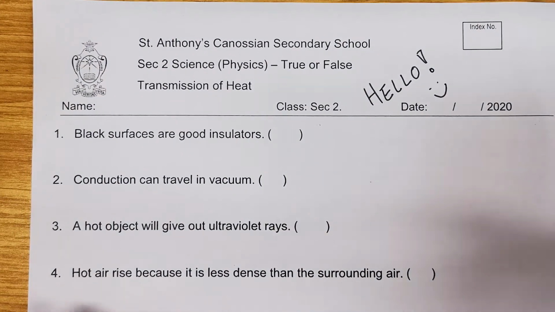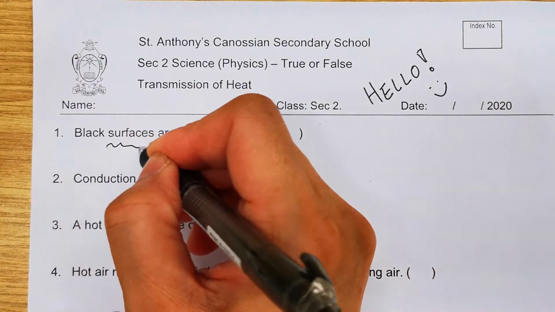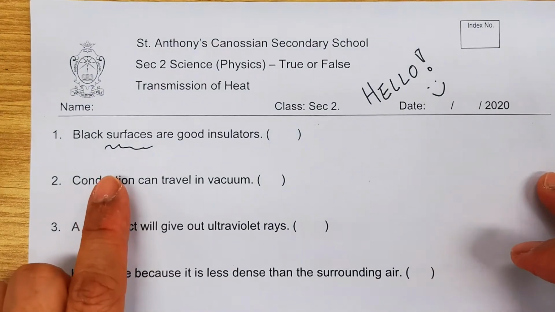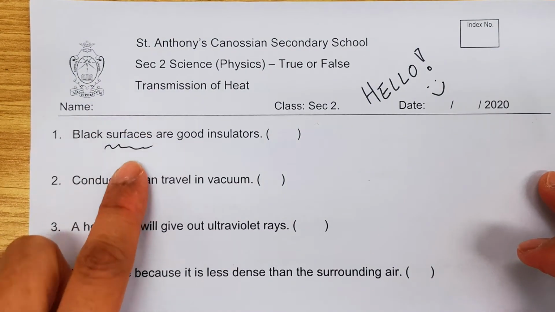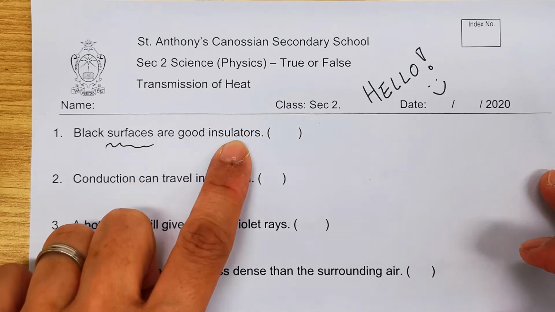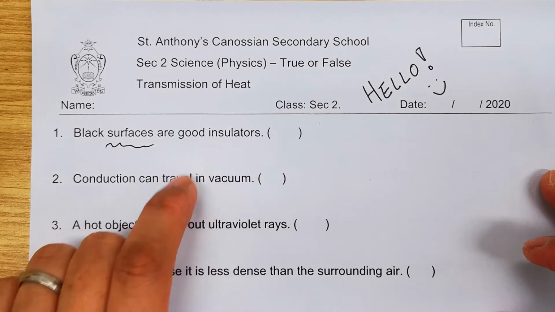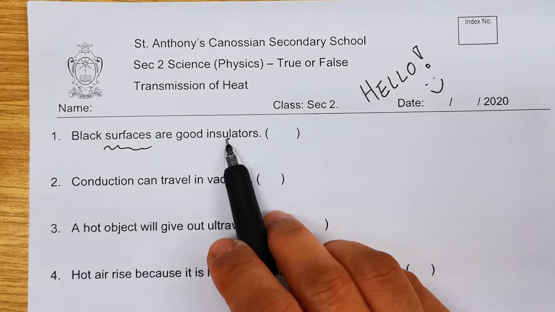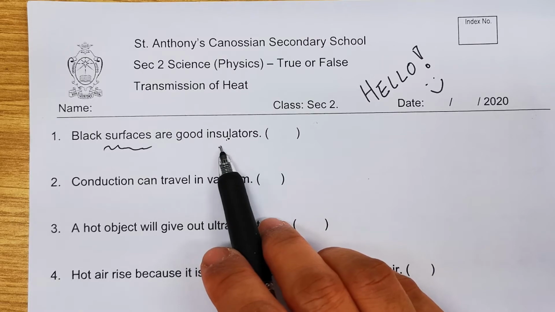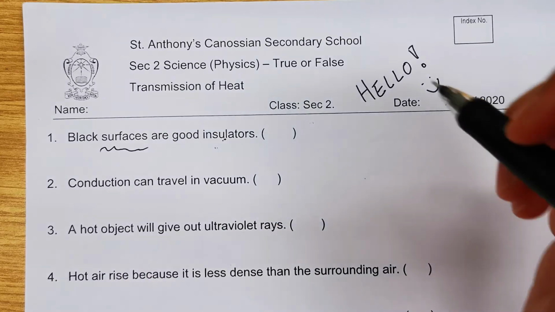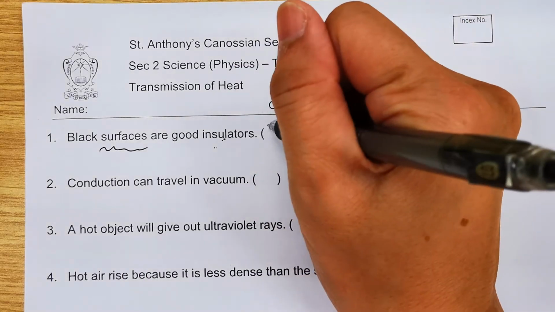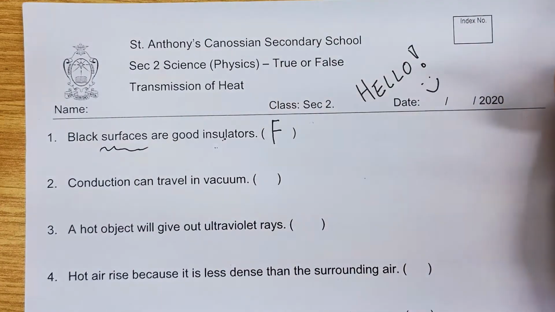So the first question, black surfaces. The question talks about surface, and we know that surface will only affect radiation, but they use the words good insulator. I only know something is a good insulator if I know what material it is. By telling me the surface, it is not enough. So this is a false statement.